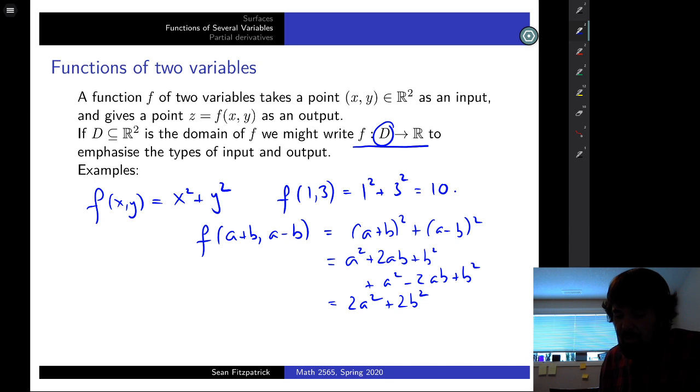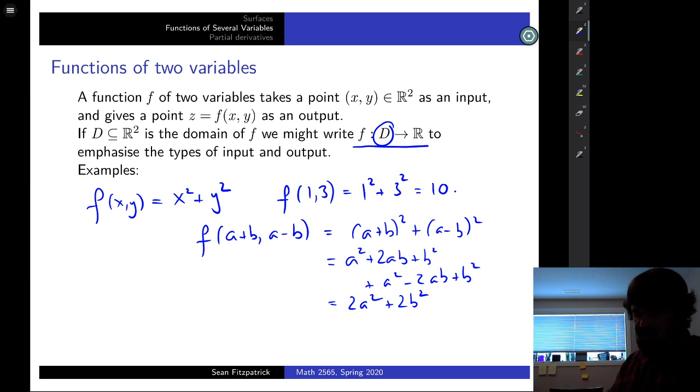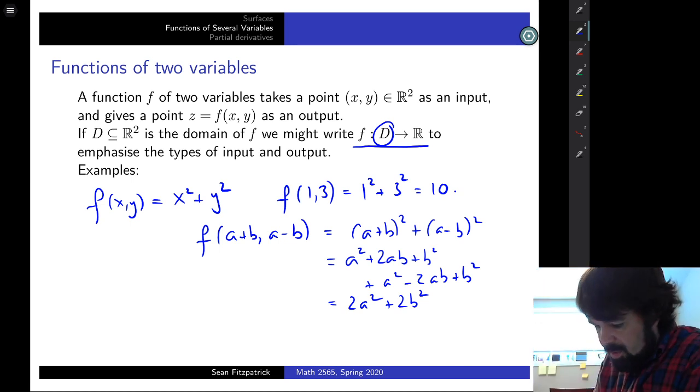I don't know what a and b are. There's some numbers. We can plug them in. We can see what happens, right? So you can do things like that. You can play around.